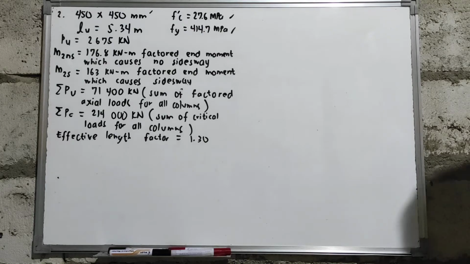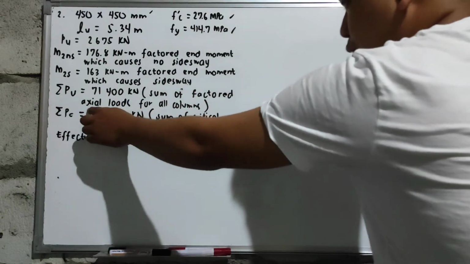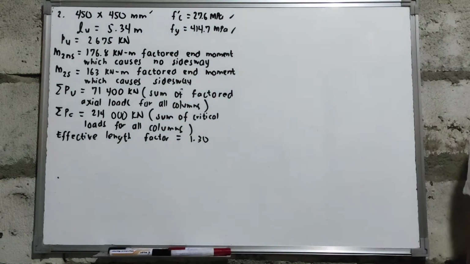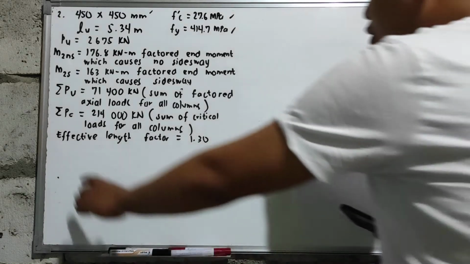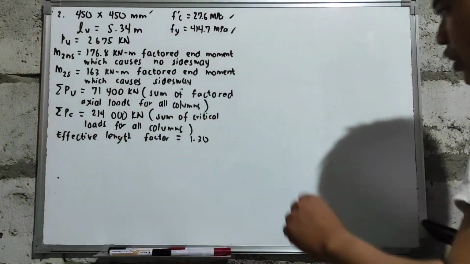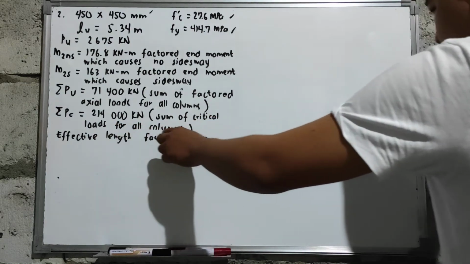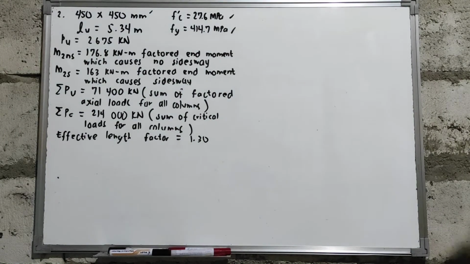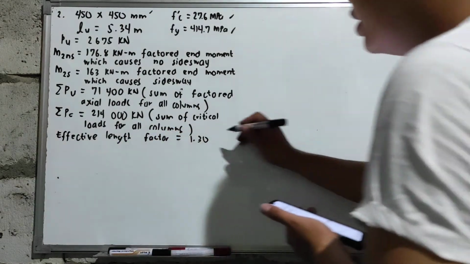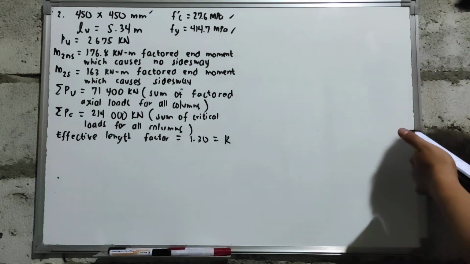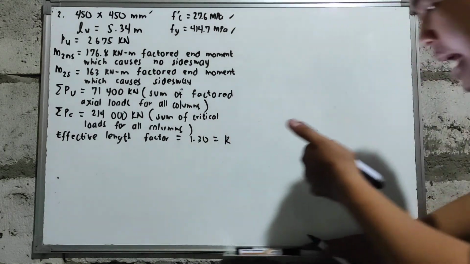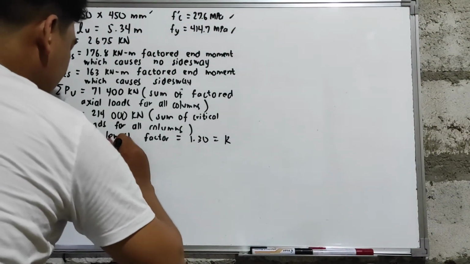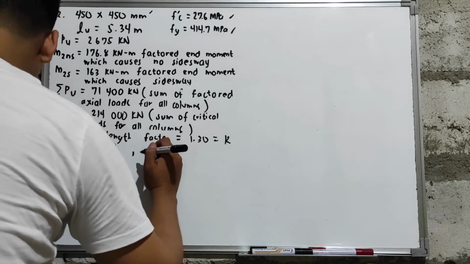meter. And of course, yung summation ng mga factored axial loads natin sa lahat ng columns on the floor, so we have 71,400 kilonewton. Doon naman sa critical loads natin, yung summation ng lahat ng critical loads natin sa columns sa buong floor, so we have 214,000 kilonewton. So we have an effective length factor na 1.3 which is denoted by K. So tinatanong dito sa problem natin, what will be the value of your magnified moment, o yung M sub C natin, and the value of your eccentricity?